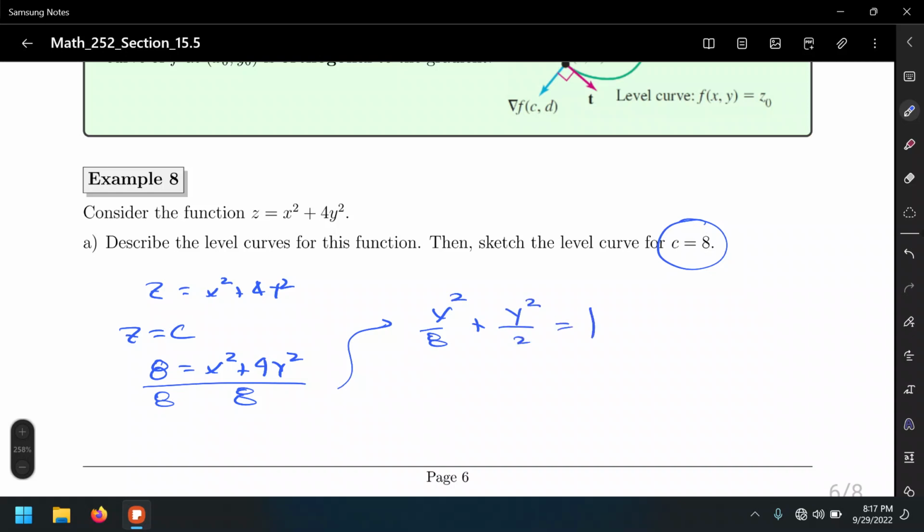Okay, what conic section is this? It's an ellipse again, right? So we have ellipses here. So we have an ellipse. For part B.